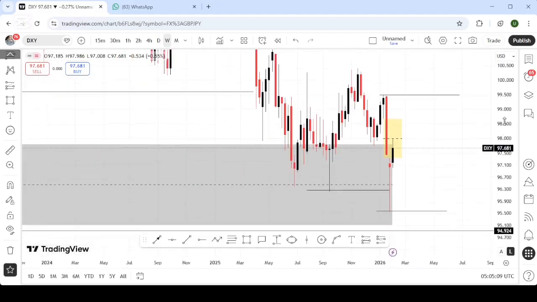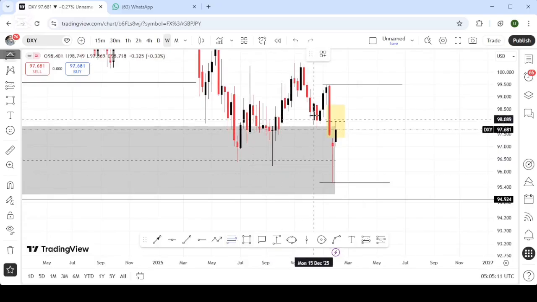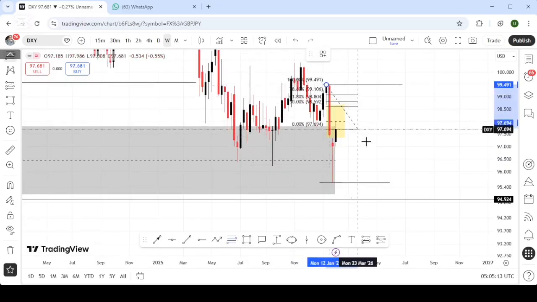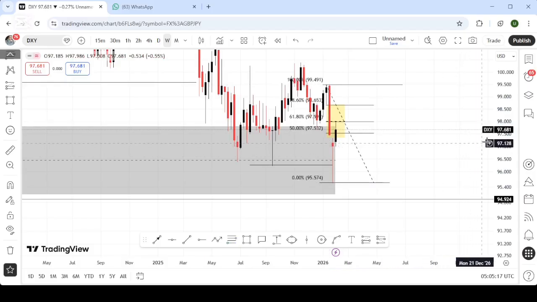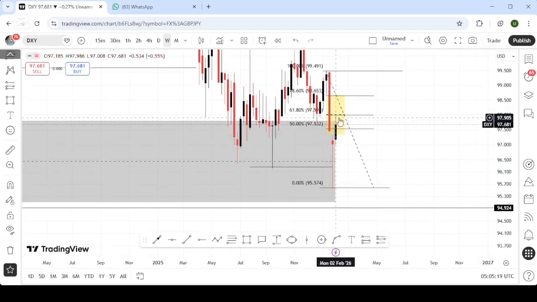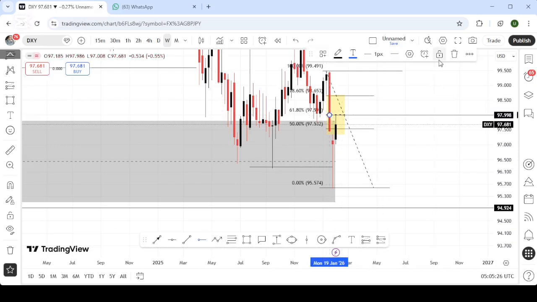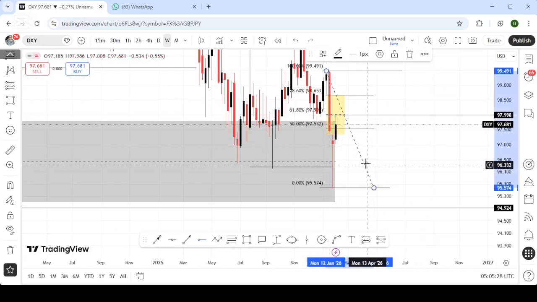So what we are going to do now is plot our fib from this highest point down to this lowest point like this. Once we do that, we can see that the half of that fair value gap is also a 61%. Is also what? A 61%.